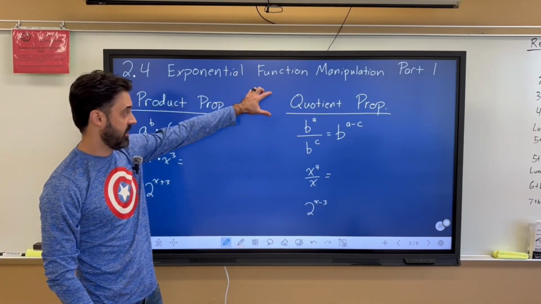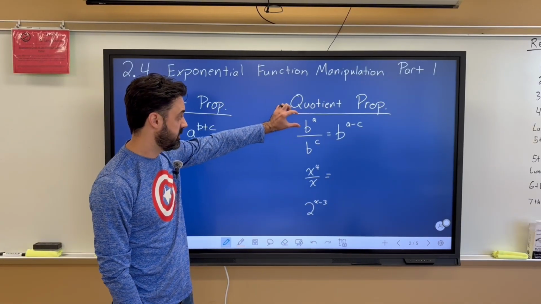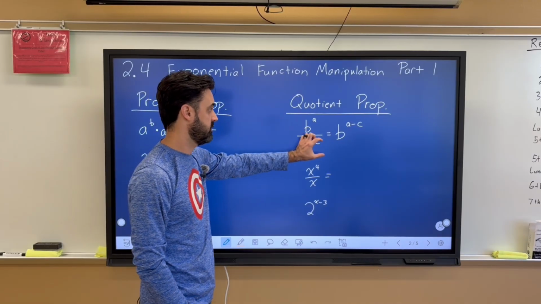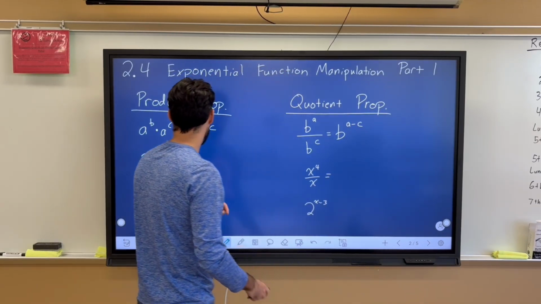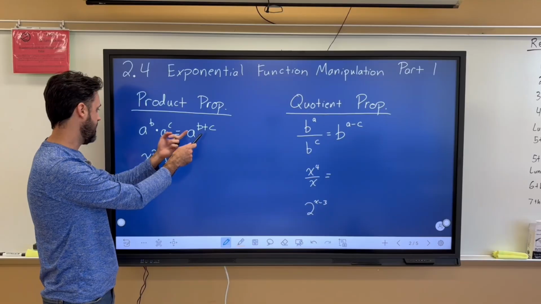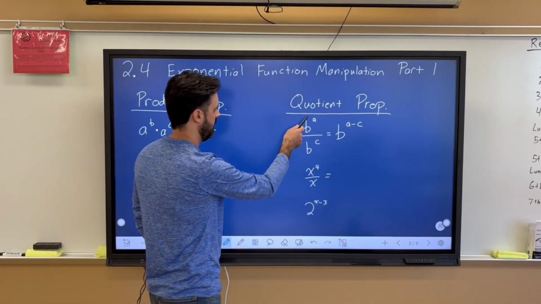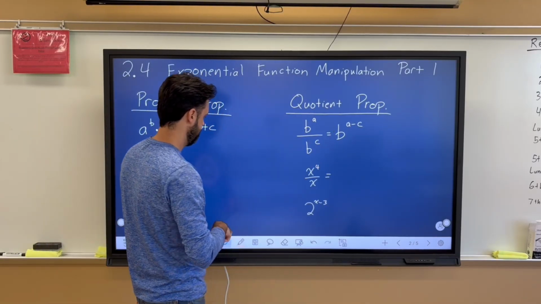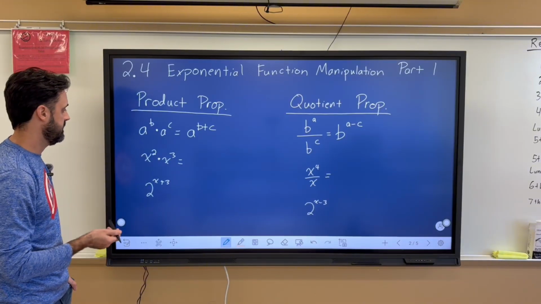All right, let's contrast that with the quotient property, which says that if we're dividing like bases, we would subtract their exponents. All right, so if you're multiplying like bases, we add the exponents. If you're dividing like bases, we subtract. So a few examples of this.